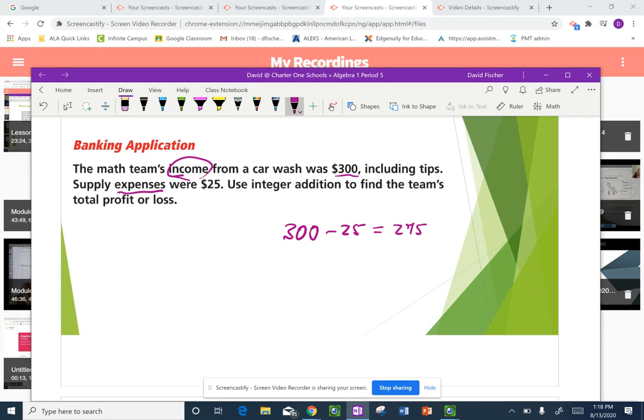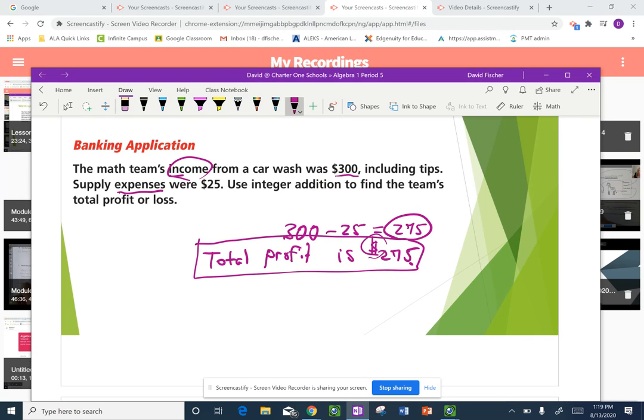Again, let's answer the question. It says, use the integer addition to find the team's total profit or loss. If we have a positive number over here, we need to interpret that for the people. It was a positive. We have more money than we had expenses, so we would write it: total profit is $275. Here's my units, dollars there, and I answered the question. So this would be what I put in the box.